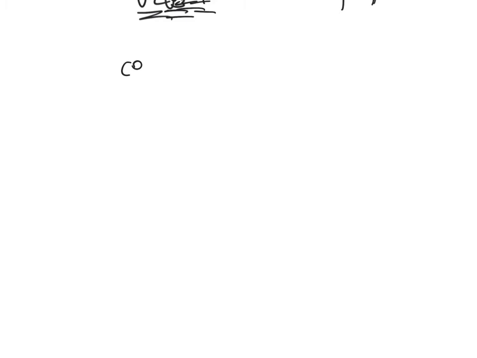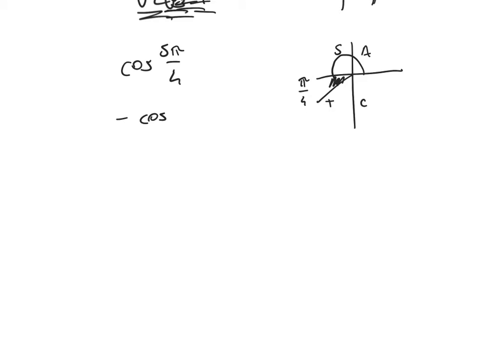Okay, the next one, cos 5 pi over 4. Remember that pi over 4 is 45, so 5 pi over 4 is 5 lots of 45, that's 225, in the tan quadrant, and cos is negative in there. The acute angle will be pi over 4, so it's minus cos pi over 4. Pi over 4 is 45 degrees, cos 45 is 1 over root 2, so that's minus 1 over root 2.